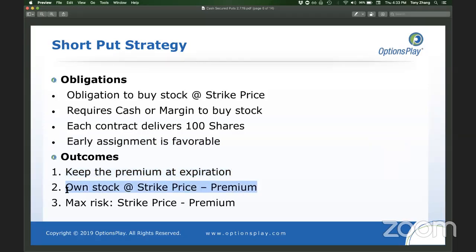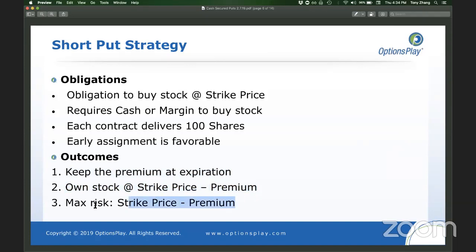In the case where the stock goes below your strike price, you own the stock at the strike price minus the premium that you received. And keep in mind, it's not just the premium you received that round. If you've sold multiple puts on that stock, you can collect all of that premium together and get a nice discount on the stock purchase price.